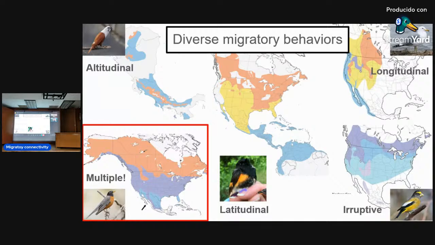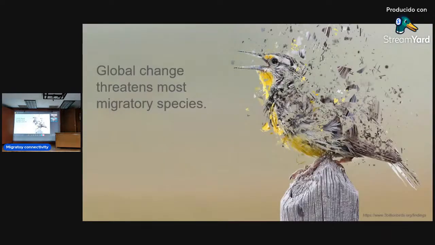But regardless of the migratory behaviors exhibited by a species, we're seeing that worldwide global change is threatening migratory birds much more than any other bird group. Mounting evidence shows that migratory bird species are declining on average at steeper rates than other groups of birds worldwide. And on top of that, we know that more and more migratory bird species are becoming extinction prone through the years.